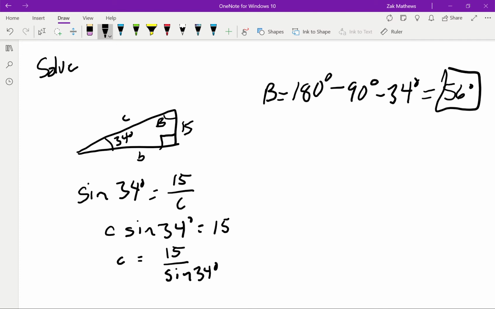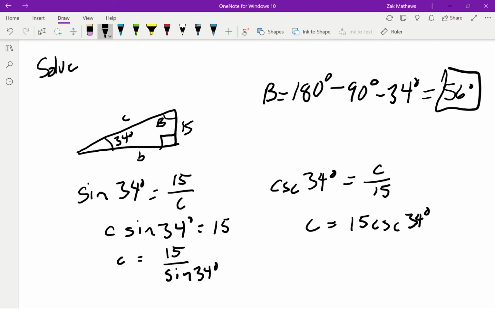What if I instead just said, I want to end up with the variable I'm looking for on the top? Well, I could have done that. I could have said, well, let's take the cosecant of 34 degrees, and that's equal to C over 15. It's just the opposite ratio. Then to get the C by itself, all I have to do is multiply the 15 to the other side. So that's still perfectly true. But then we'd still run into the problem of I can't type this into the calculator directly. I'm going to have to turn this cosecant into a 1 over sine. And that puts us right back to where we were.